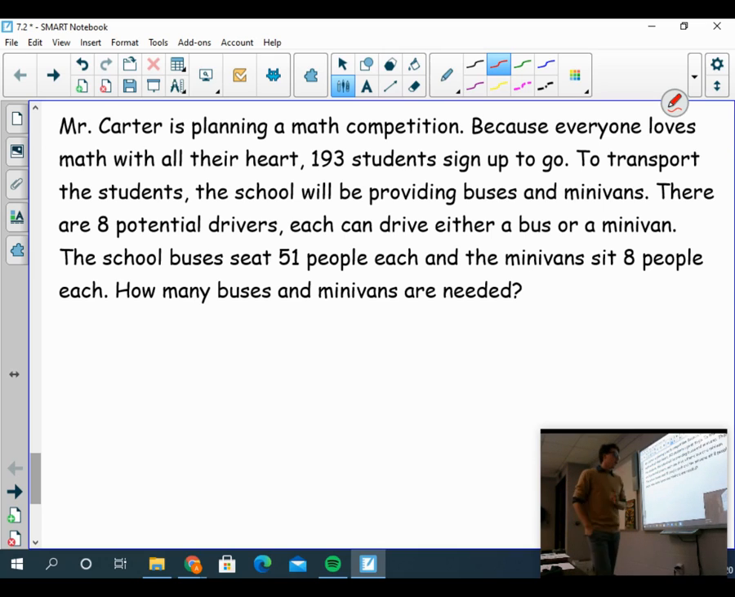Well, as you well know at this point in your algebraic careers, word problems are just normal problems, but we have the added step of setting up the equations. So let's set them up. You know I always love looking for a total, so let's reread it. Everyone loves math. 193 students sign up to go. Okay, so we have 193 students going.